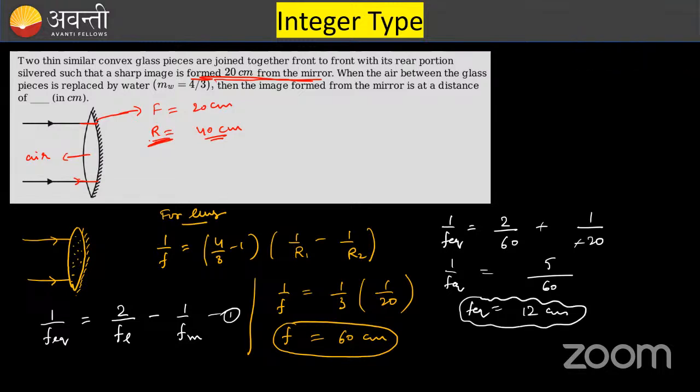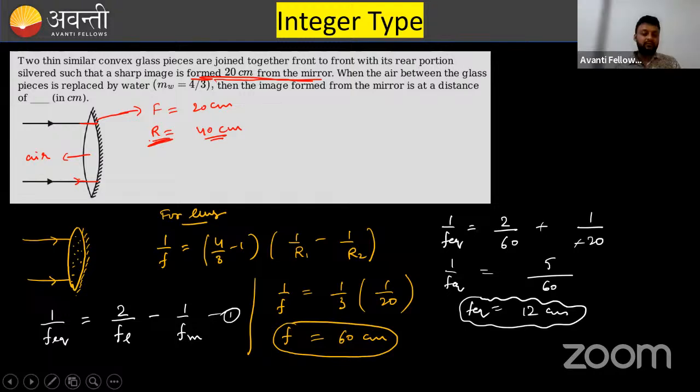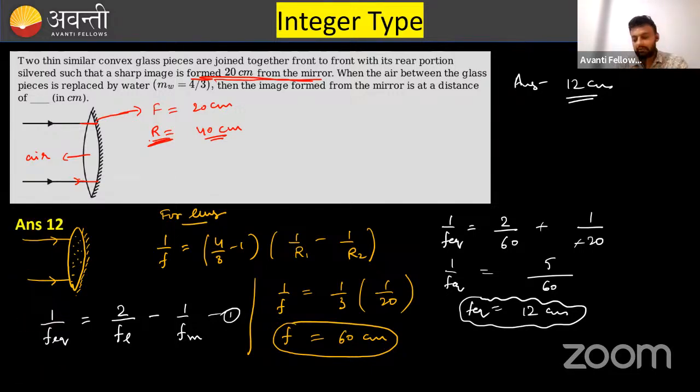That means the focus is at 12 centimeter. So if rays are coming from infinity, the image will be formed at the 12 centimeter mark. That should be the answer. The answer is what? 12 centimeter. This should be your answer.